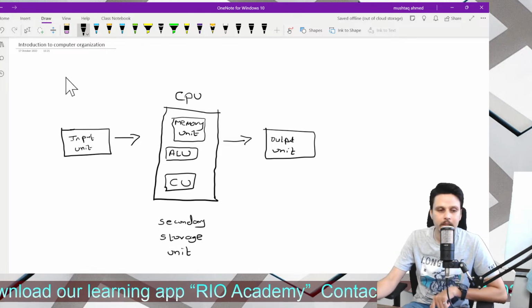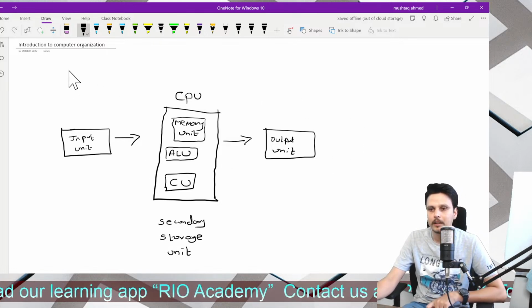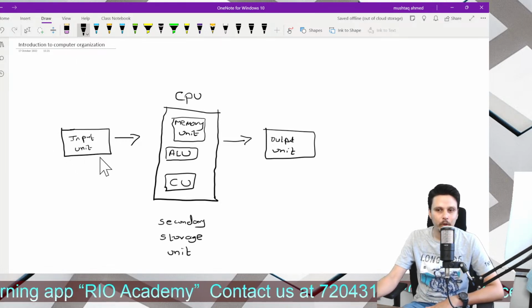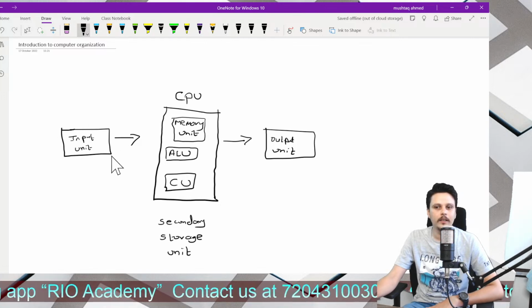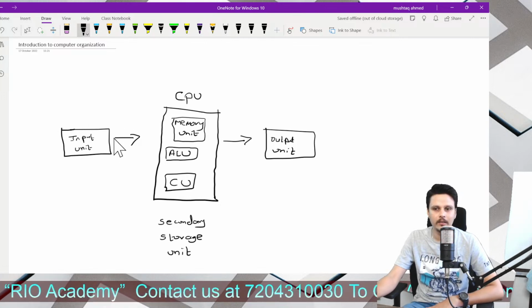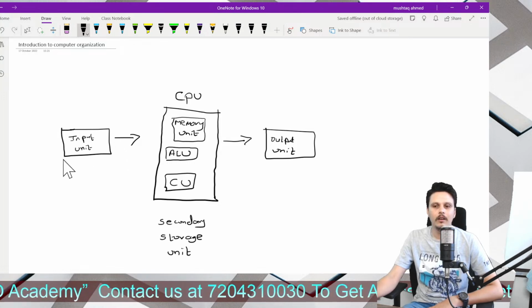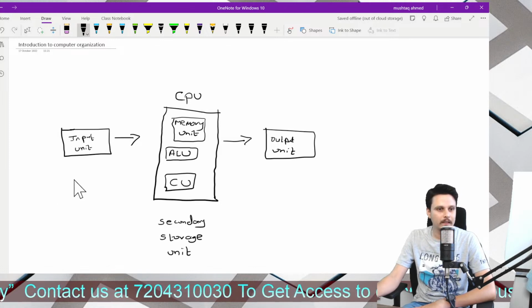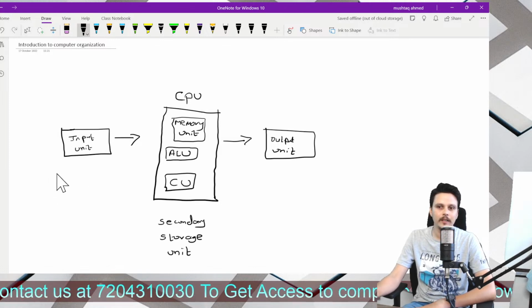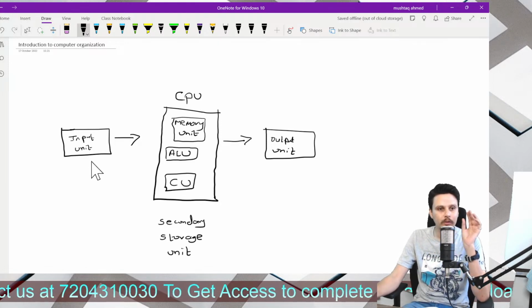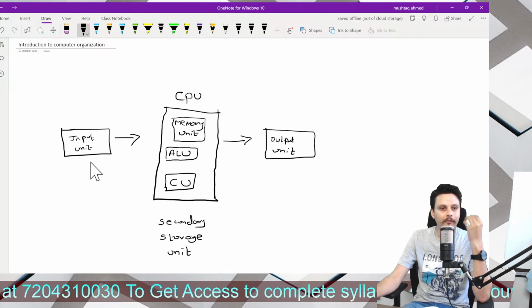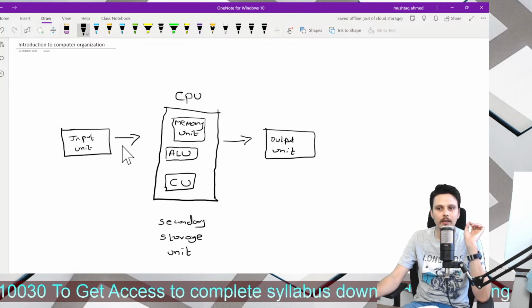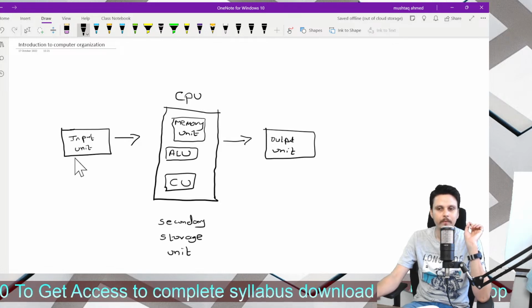So if a person types something, I will give an example. If a person types something from the input unit, what are the components of the input unit? Can anybody tell? Components of the input unit are keyboard, mouse, joystick, scanner. All these come under input unit. Using those components, we can feed the data to the computer.